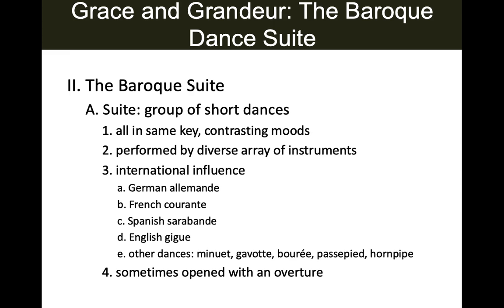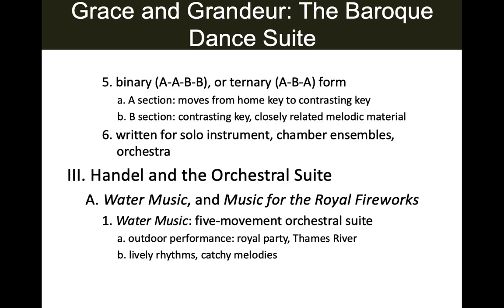There was the German Allemande, there was the French Courante, there was the Spanish Sarabande, English Gigue. Other dances are the minuet, the gavotte, the bourrée, the passepied, and the hornpipe. And sometimes it opened with an overture, which was just an opening number to announce that the dances were starting.